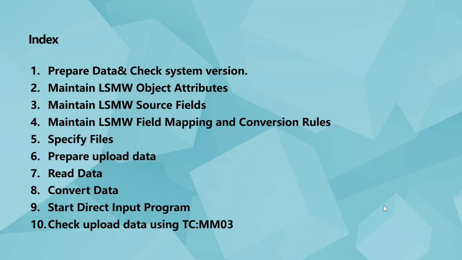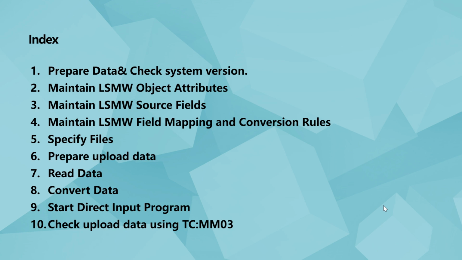Let's start. I have 10 topics to share with you. First, I need to prepare data and check the system version. Then maintain the object attributes, and then maintain a source field to map to the system fields. Then we need to do the field mapping. We need to create the field mapping relationship.